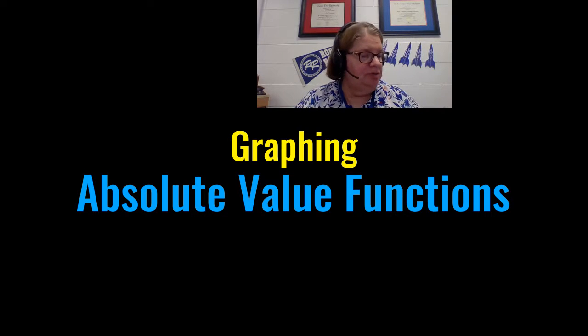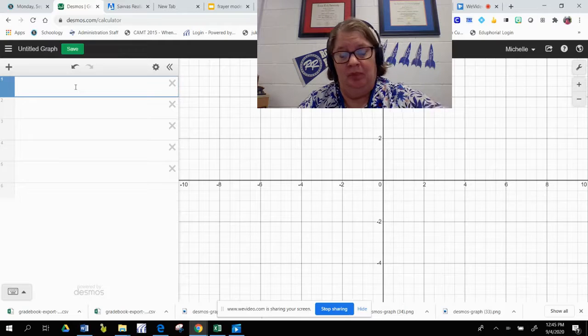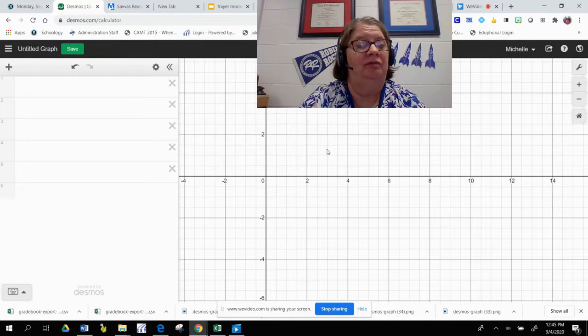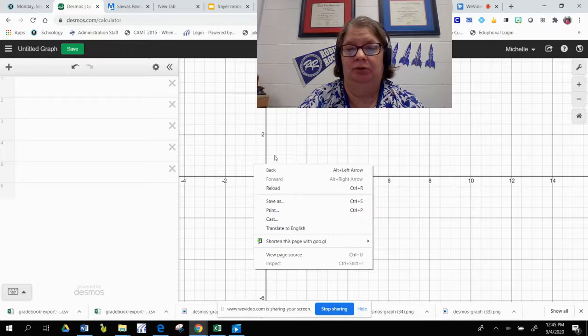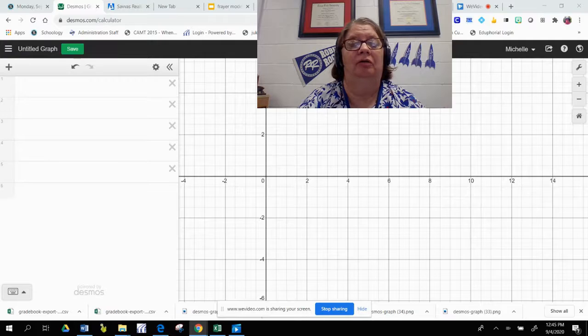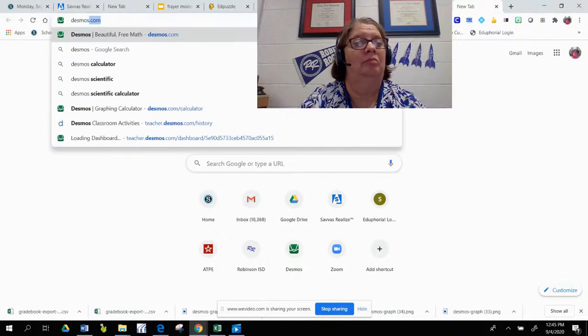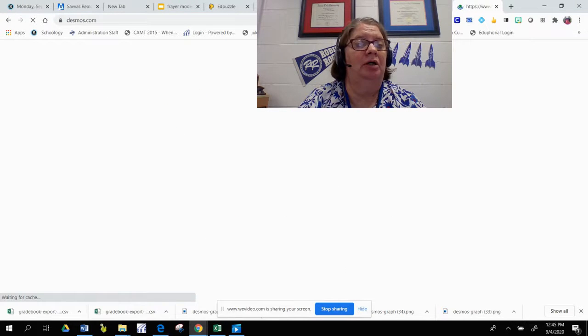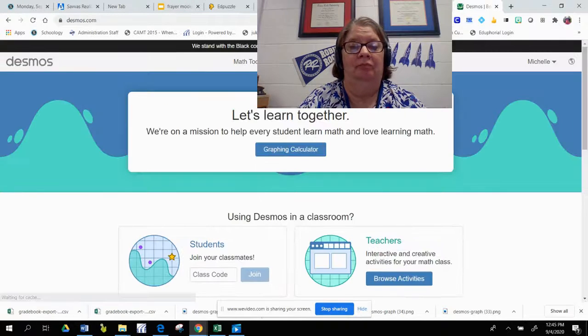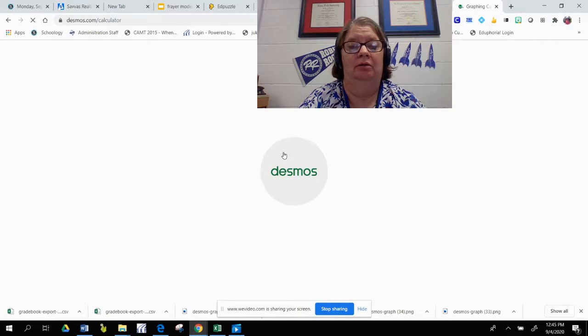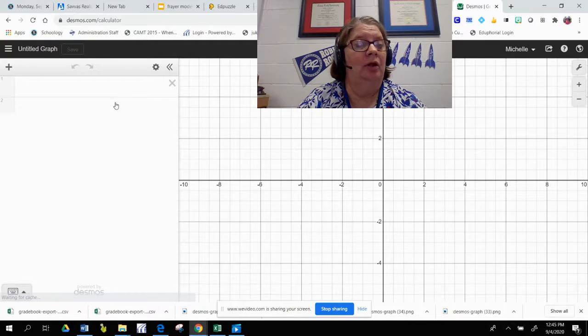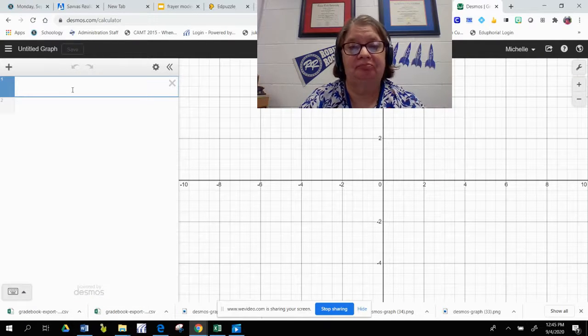So in Desmos, if we want to look at absolute value, you can either type y equals, or we can use our function notation and type f of x equals. I'm going to start that over because it went away. Desmos.com. Graphing calculator. So easy to use. Very, very easy. Okay, so here's where you type your equation, and then Desmos will do the graphing for you.